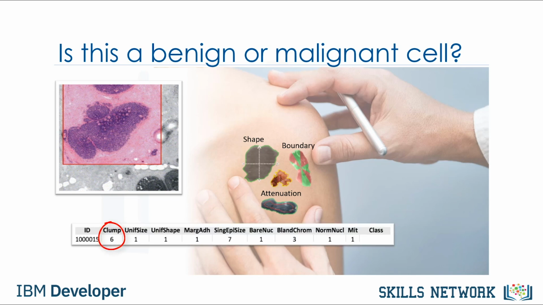For example, its clump thickness is 6, its uniformity of cell size is 1, its marginal adhesion is 1, and so on. One of the interesting questions we can ask at this point is: is this a benign or malignant cell?